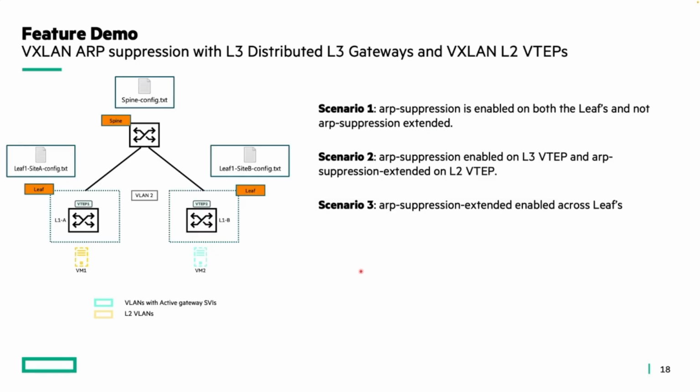So scenario 1, we're going to discuss. On leaf 1 site A, only L2 VLANs are configured, and on site B, it's L2 VLANs with active gateway SVI configured. In scenario 1, we're going to see just the ARP suppression command enabled on both the switches under the EVPN context. Scenario 2, we have ARP suppression enabled on the L3 VTEP and ARP suppression extended on the first leaf. And in the third one, we have ARP suppression extended enabled across the leaves. So I'll go back to the demo now.